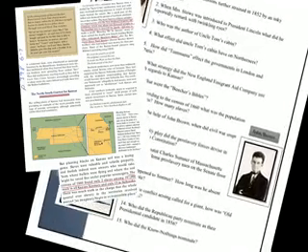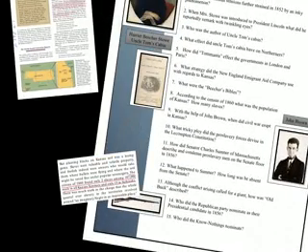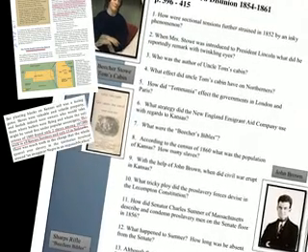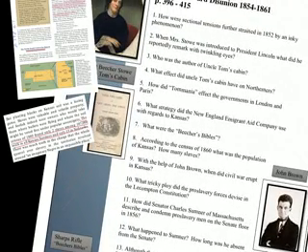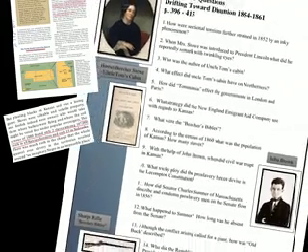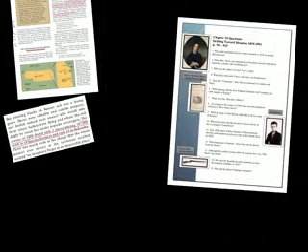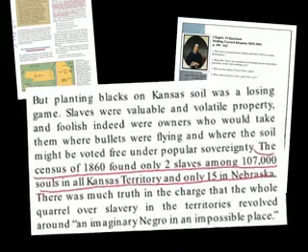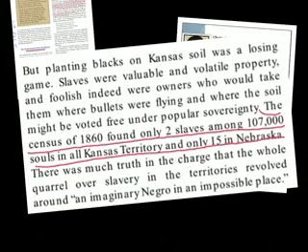Then we move down to number 8 in your worksheet. According to the census of 1860, what was the population of Kansas, and then how many slaves were actually in Kansas? You'll find the answer on page 399. And when you look at this, the census of 1860, just prior to the Civil War, the census found only 2 slaves of the 107,000 souls in Kansas Territory, and only 15 slaves in Nebraska.